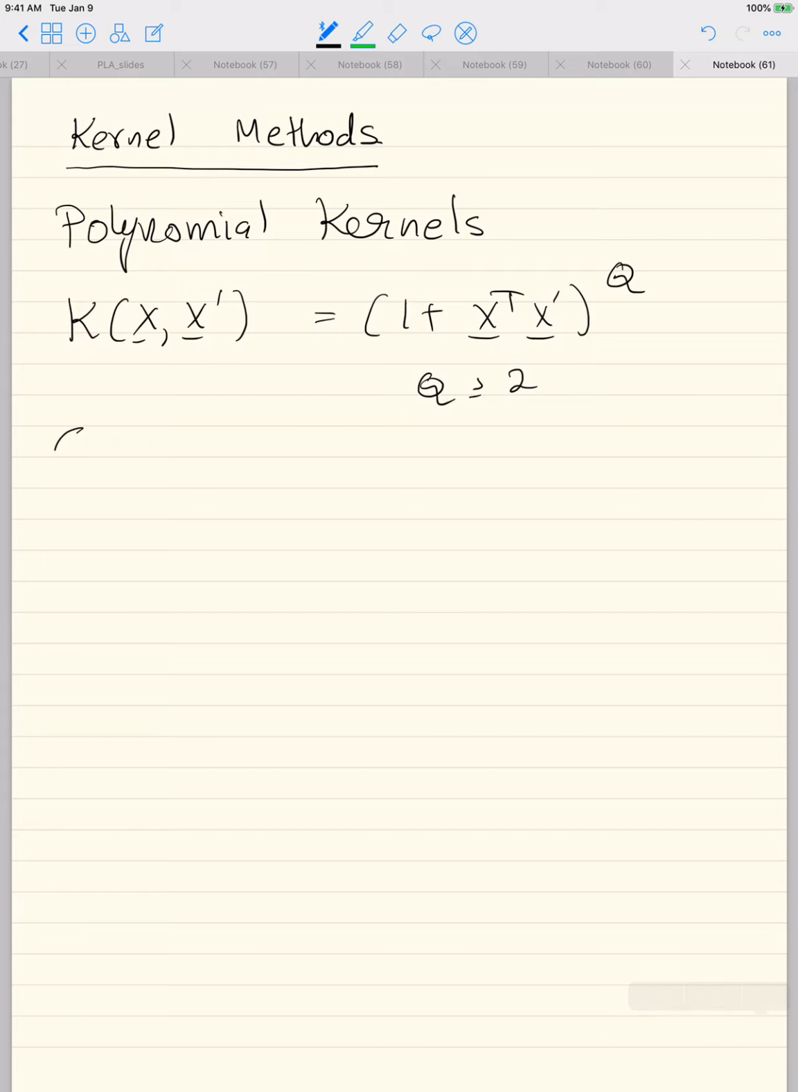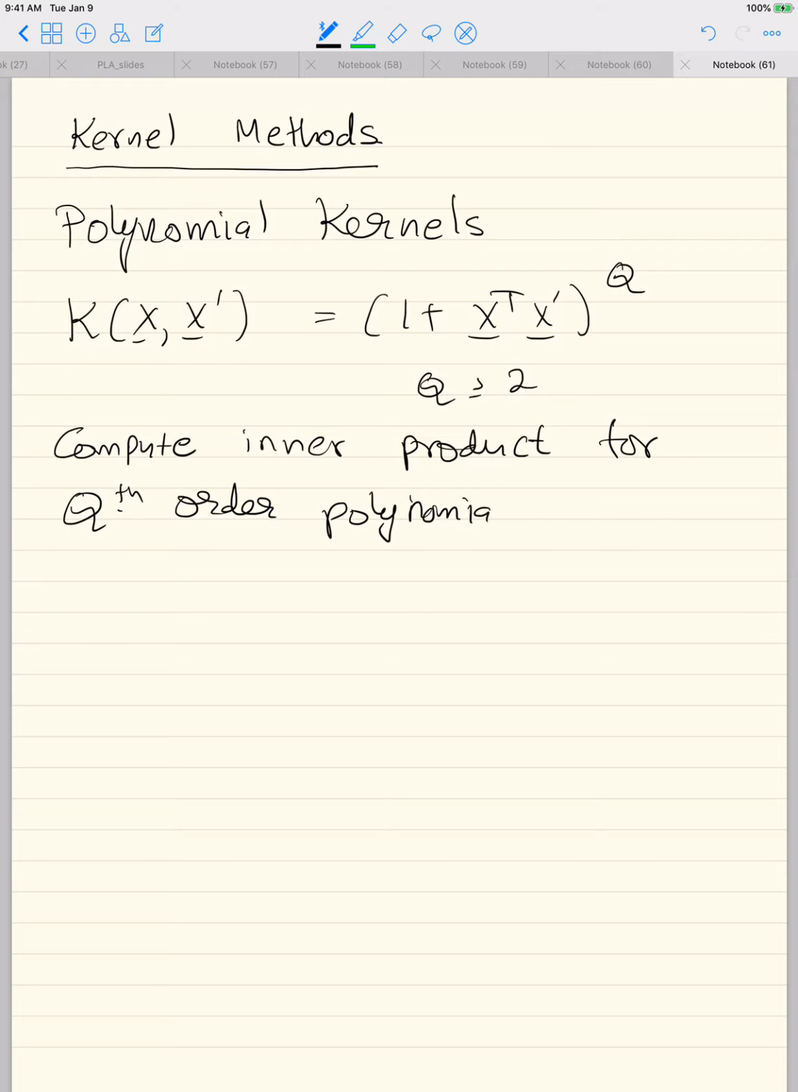This will compute an inner product for qth order polynomial transformations. So if q was a large number, like let's say q is 20, then the simple method, the original method, would be to first take x and x prime and transform it into polynomials, like into z and z prime, that are of degree 20.